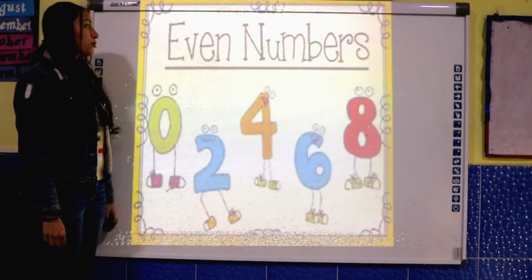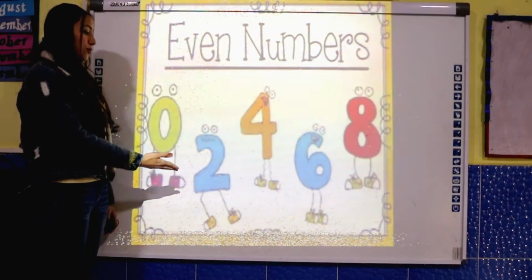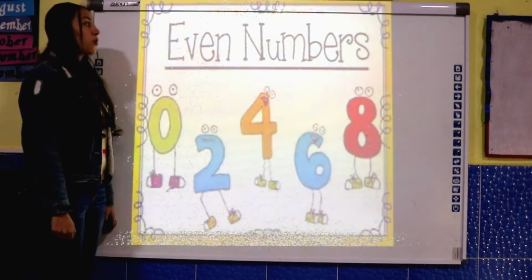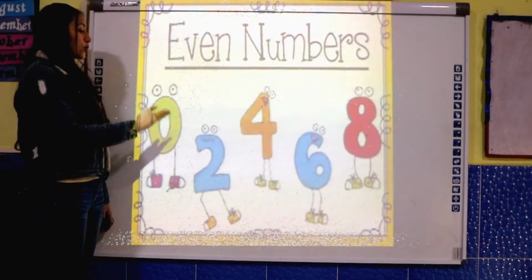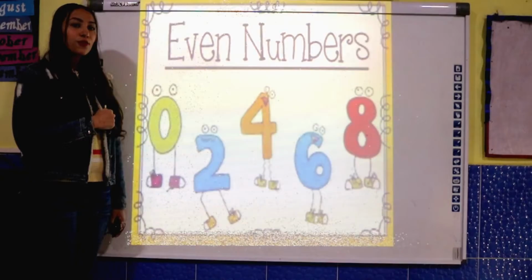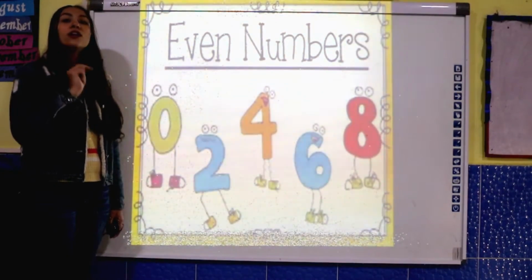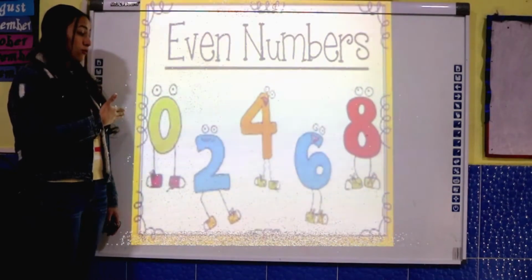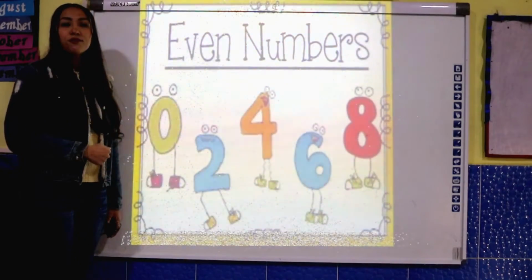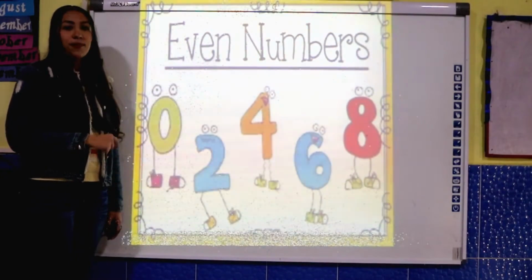So now, let's revise together our even numbers. 0, 2, 4, 6, and 8. One more time, our even numbers are 0, 2, 4, 6, and 8. If you look here carefully, you will find that even numbers look like you are counting by twos. Let's start counting by twos. 0, 2, 4, 6, and 8. And also the even numbers are 0, 2, 4, 6, and 8. So it's the same. It's a trick. Be careful.